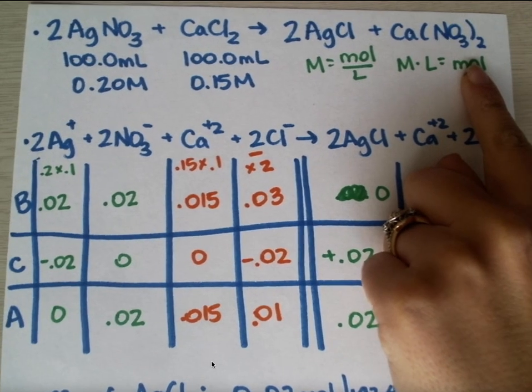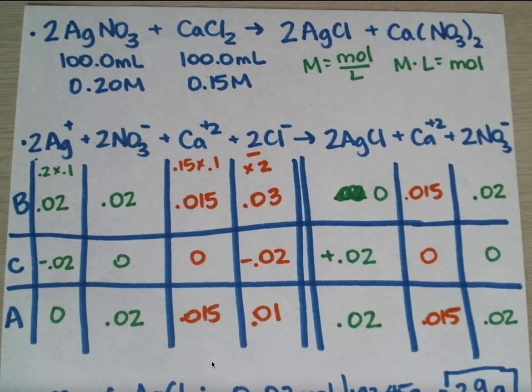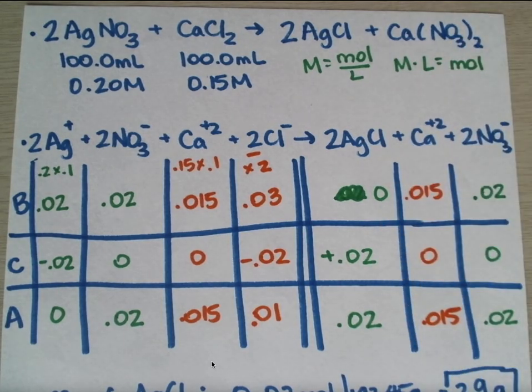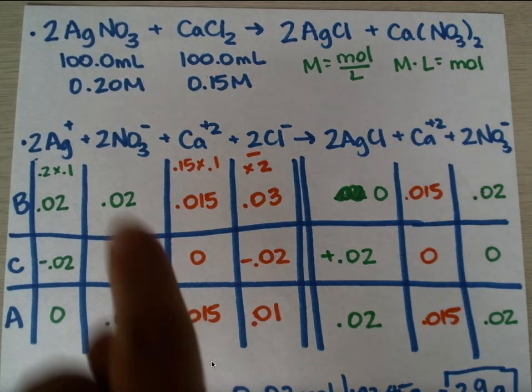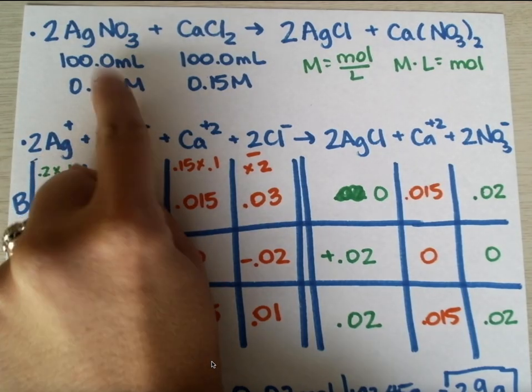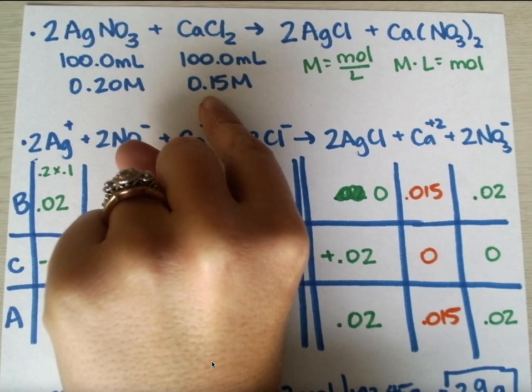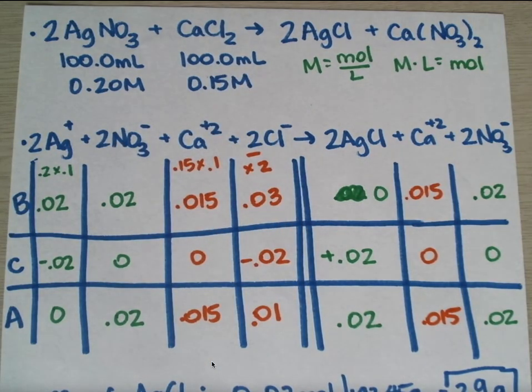Okay, so to start, what we can see is that I have my balanced molecular equation here at the top, that silver nitrate reacts with the calcium chloride, producing silver chloride and calcium nitrate. However, these are my spectator ions, right, which means they are not involved in the reaction and do not undergo any chemical change. I was given 100 milliliters of a 0.2 molar silver nitrate, and a 0.15 molar 100 ml solution of that calcium chloride.